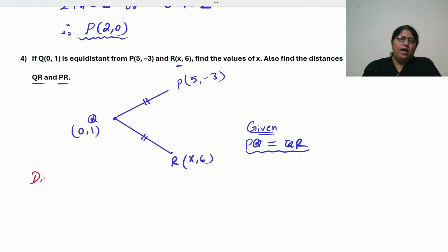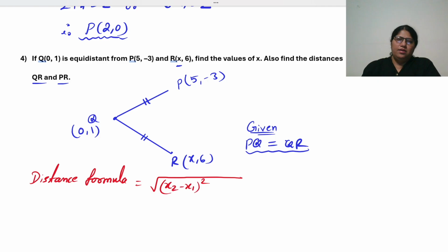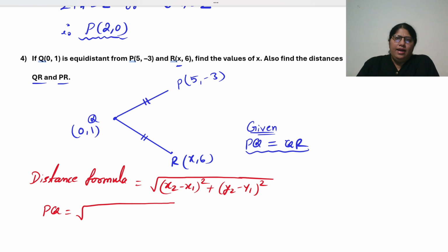Now again, you will first start with writing the distance formula. What is the distance formula? It is root of (x2 minus x1) whole square plus (y2 minus y1) whole square, right? Now how to find out PQ? Let us take the PQ length. You can take any coordinates as x1, y1. I am taking this as x1, y1 and this as x2, y2. I am just taking the bigger value as x2, y2. You can take it in any order.